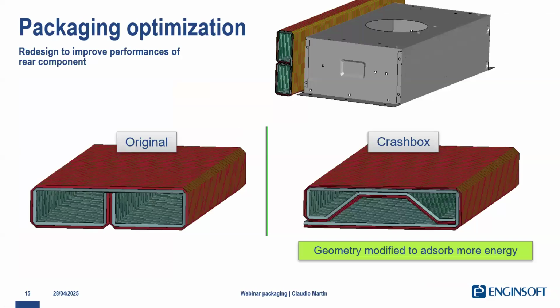Speaking about optimization, we saw an example earlier where we redefined the geometry of foam in EPS. In the case of cardboard, however, the optimization consists in redefining the fold of the cardboard protective element to control the way in which it deforms.